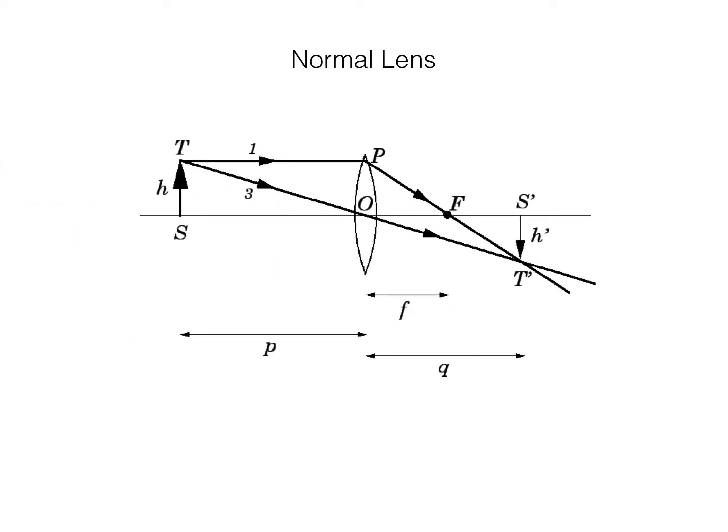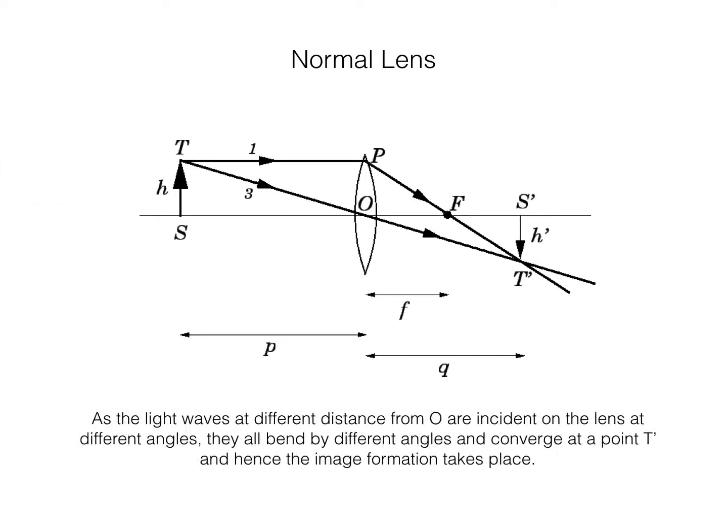In image formation by a normal lens, as the light waves at different distances from, or incident on, the lens at different angles, they all bend by different angles and converge at a point theta, and hence the image formation takes place.